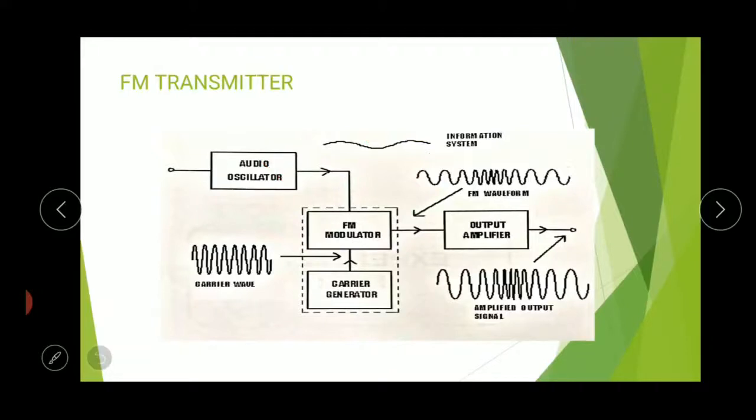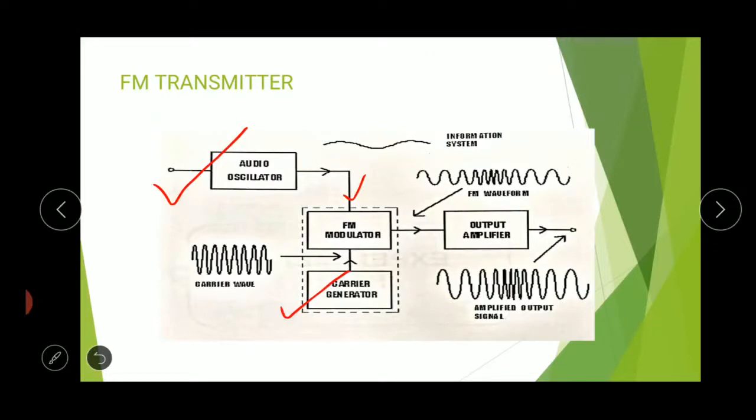So the first part is the FM transmitter. As we know, a modulator is used in the transmitter section, and to any modulator we have to give two inputs. One is the modulating signal, that is coming from the audio oscillator to this FM modulator. The other input is the carrier signal, that is coming from the carrier generator.